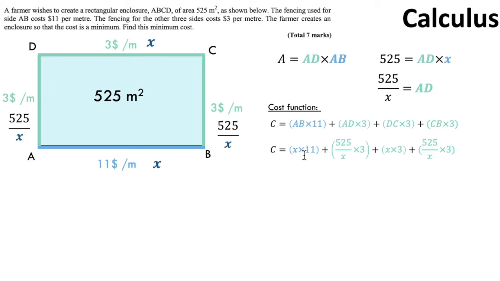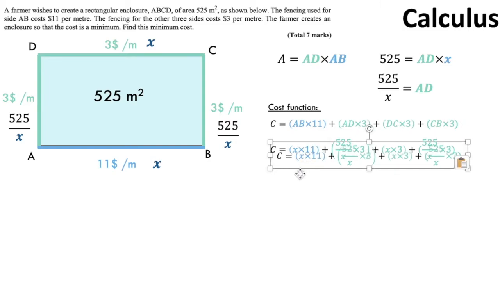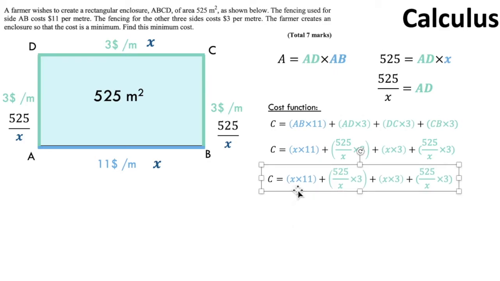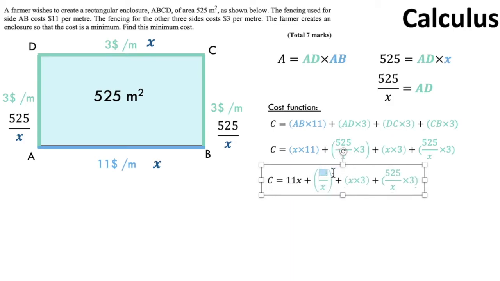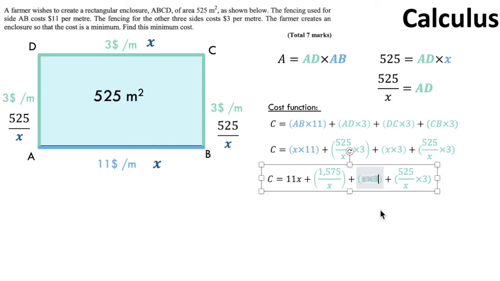Okay, so what would you do next? We can simplify each of these terms and make it a little bit clearer. So for this one, there's not much to change, right? We just got x times 11. You can also call it 11x. And then here you can already do the multiplication. So what would it be? If you do 525 times 3, you can do that on your calculator, and you would get 1,575.